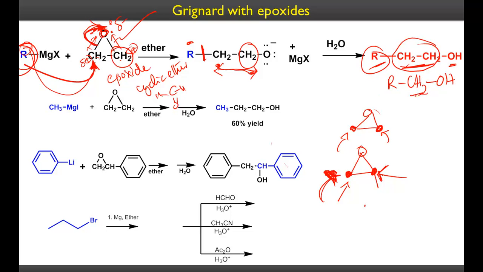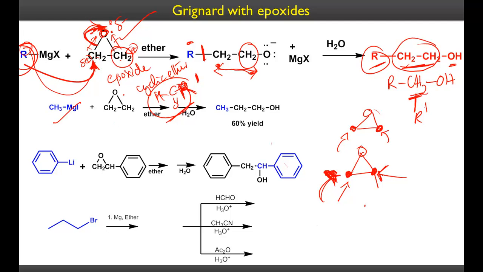If there is only one CH2 that I need to add, then I think of formaldehyde. So depending upon the requirements, you choose your carbonyl compound. If I had an R group here, let's say R prime, then I have to think of an R prime in my aldehyde. So I need to have an aldehyde that is other than formaldehyde. So let's do some examples.